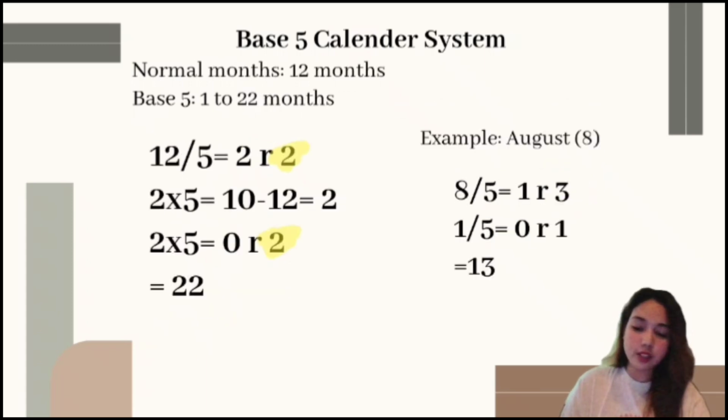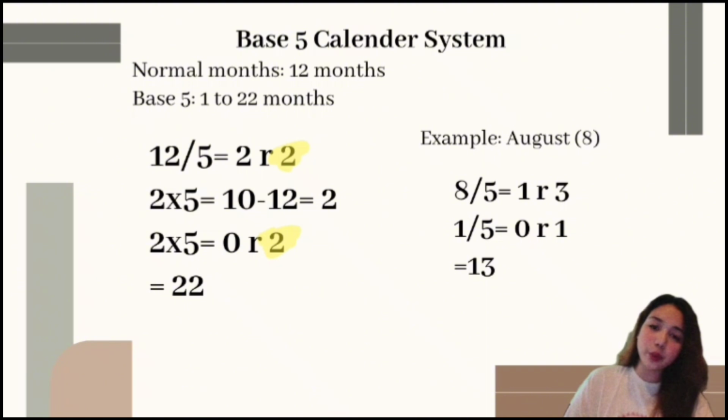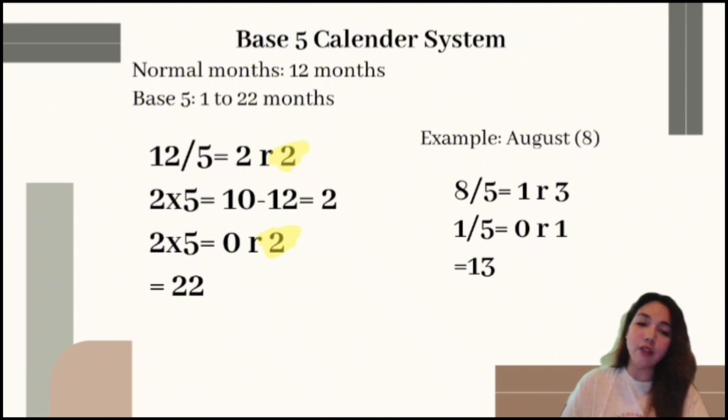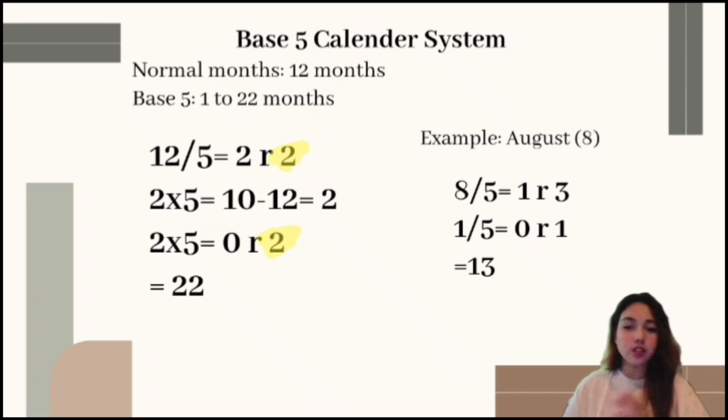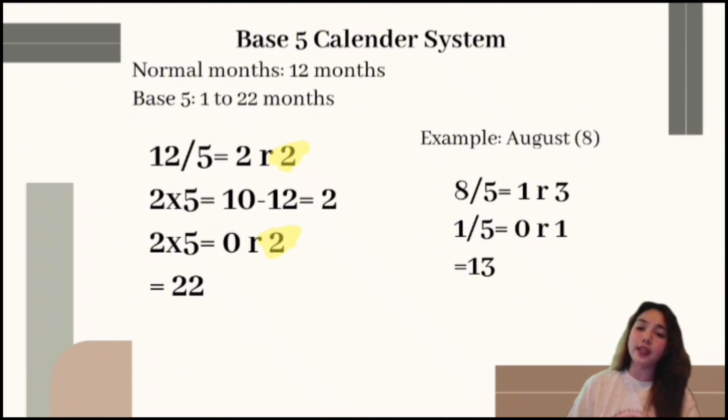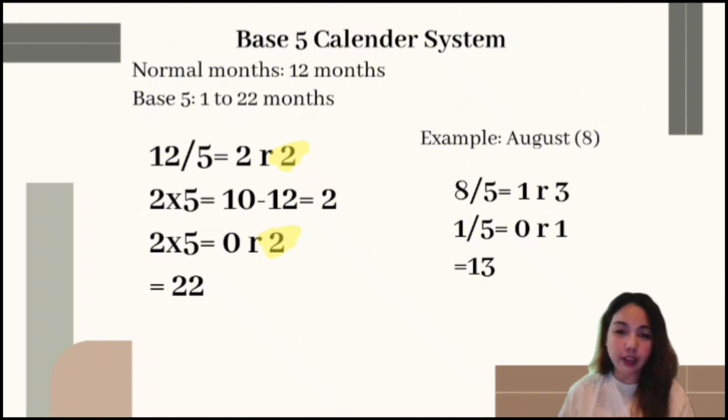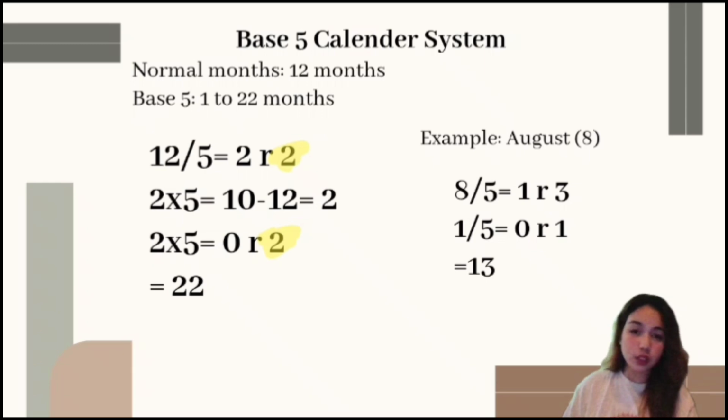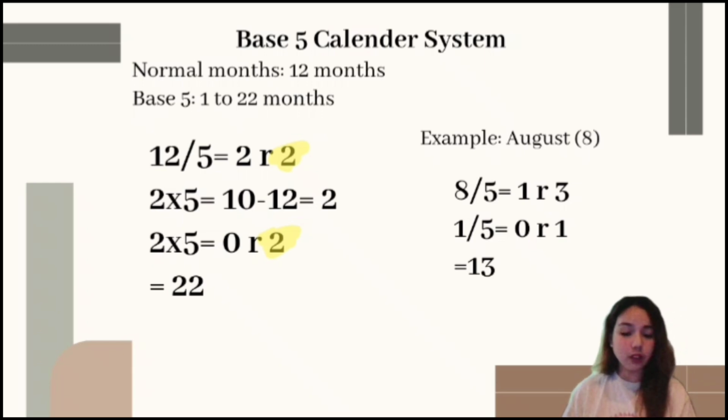Our last topic in the calendar system is the month. In normal months, we do have 12 months. Well, here in base 5, we will have up to 22 months, as you can see from our previous table. But I'll show you some explanation how we will get 22 months. It will be 12 divided by 5 is equals to 2, remainder 2, because 2 times 5 is equals to 10, minus 12 is equals to 2. That's the remainder 2.